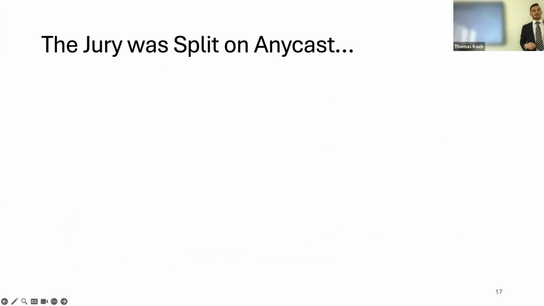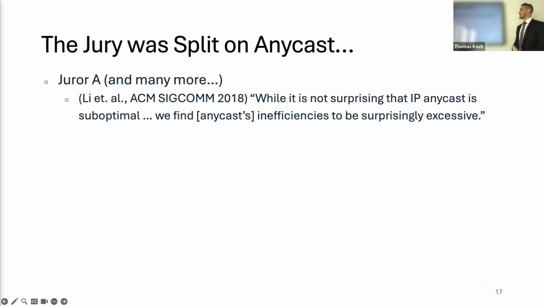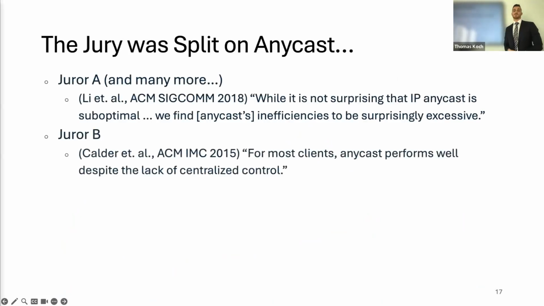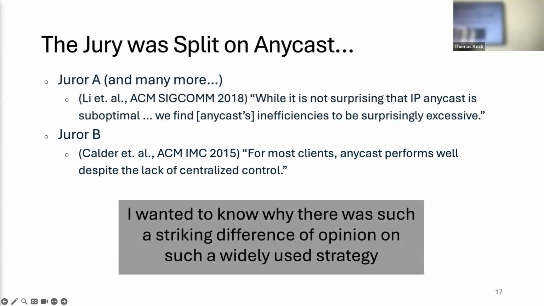And the literature was split on Anycast. You had some folks saying that Anycast has surprisingly large inefficiencies, while others said, well, Anycast works pretty well. And these are different opinions, samples of many, in major conferences like SIGCOMM and IMC, which are major conferences in my field. And so I wanted to know why there was such a striking difference of opinion on this really widely used strategy. I mean, more than just the literature, we had folks that worked at large service providers coming to us and saying, yeah, apparently Anycast isn't good, but we still use it and we're not sure why. So I wanted to get to the bottom of this.